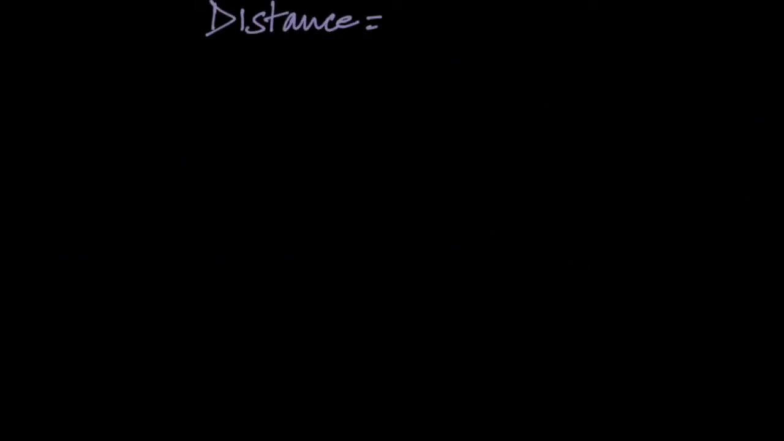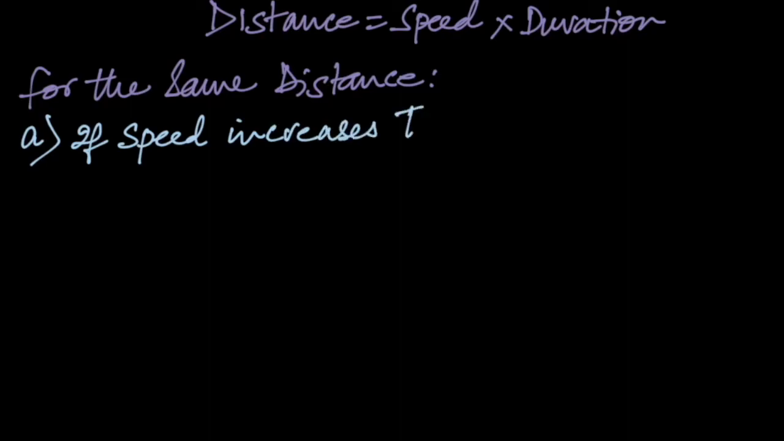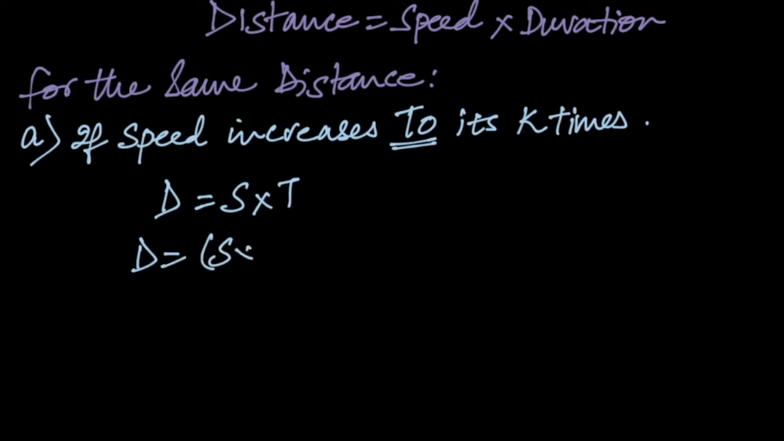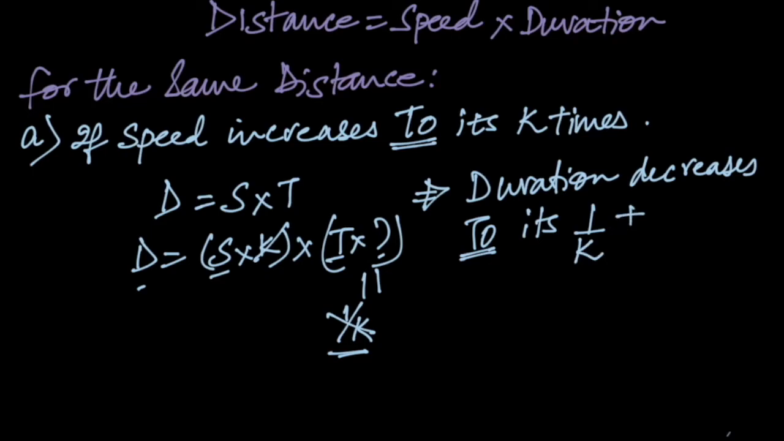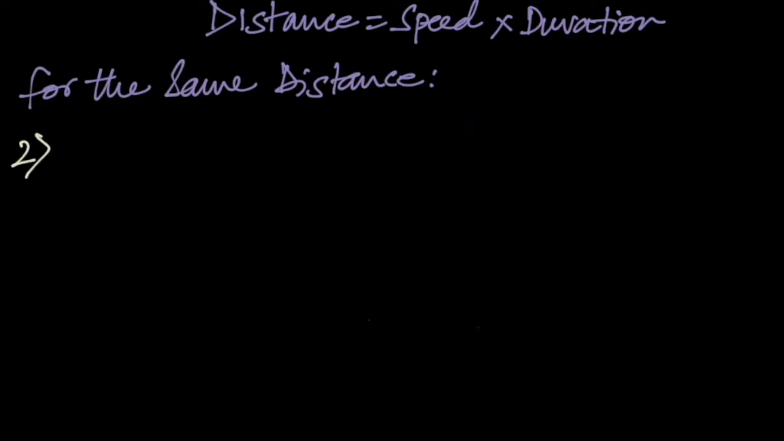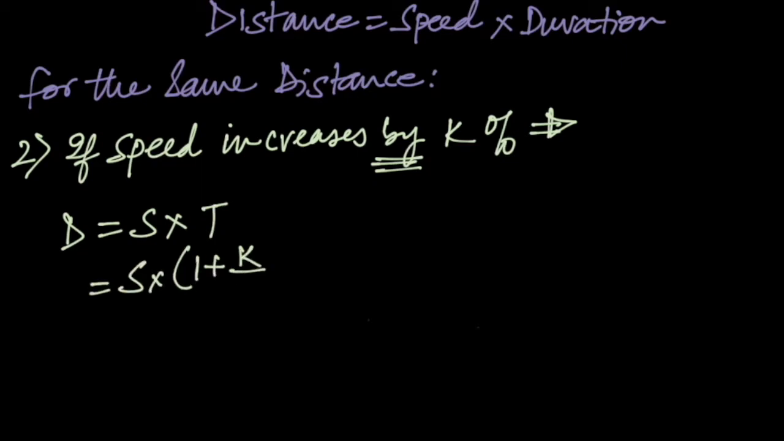So distance is equal to speed times duration. So for the same distance, if the speed increases to its k times, then the time taken will decrease to its 1 over k times. And if the speed increases by k%, then change in time duration can be expressed in three ways.